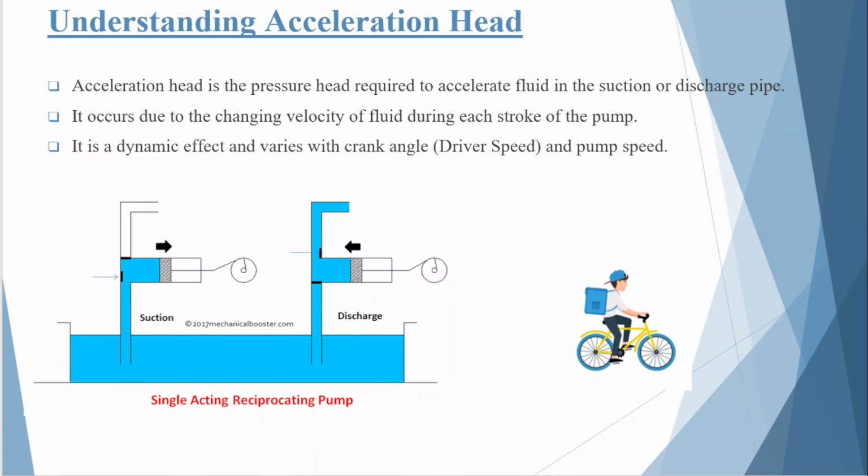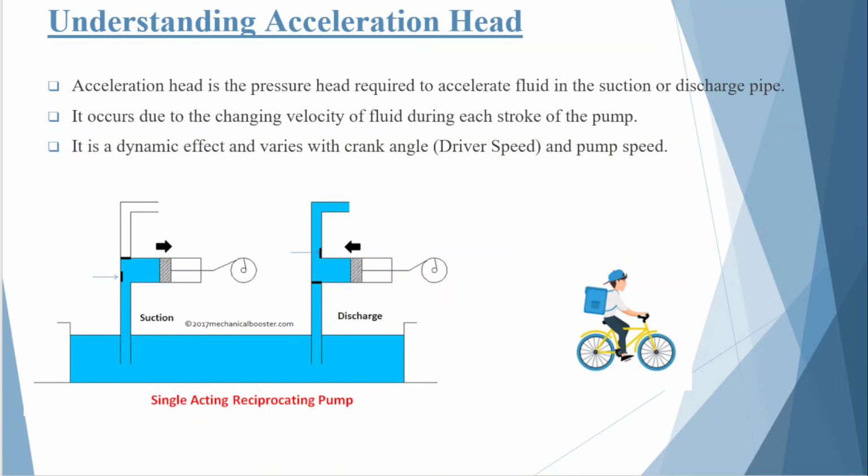Similarly, when the piston slows down near the end of its stroke, the liquid must also slow down. Again, pressure changes are required to decelerate the moving liquid. Therefore, acceleration head continuously changes throughout one revolution. It is maximum at certain crank angles, zero at others, and changes direction during suction and discharge. This is a dynamic phenomenon.